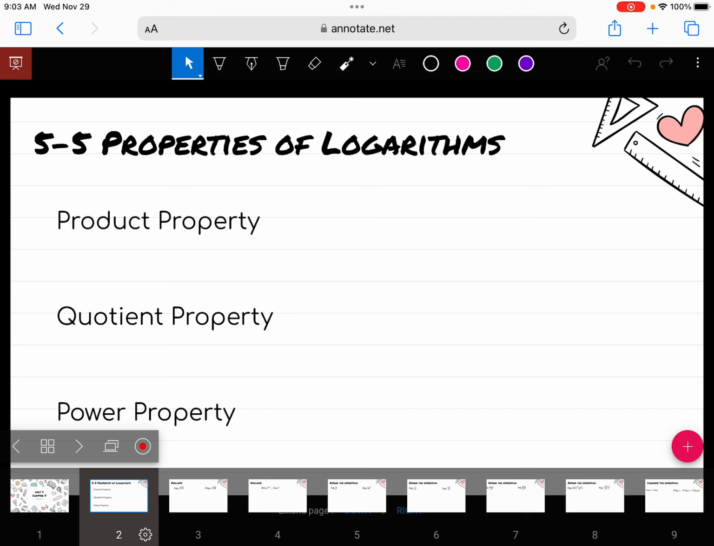All right, so we are going to be using our properties of logarithms. So we're into 5-5. There's only one more section of this chapter after this, so we're coming closer to the end. And this means we need to remember our properties of logarithms, which you have worked with before, but we're going to write them out again. And then we're going to play with them all day.